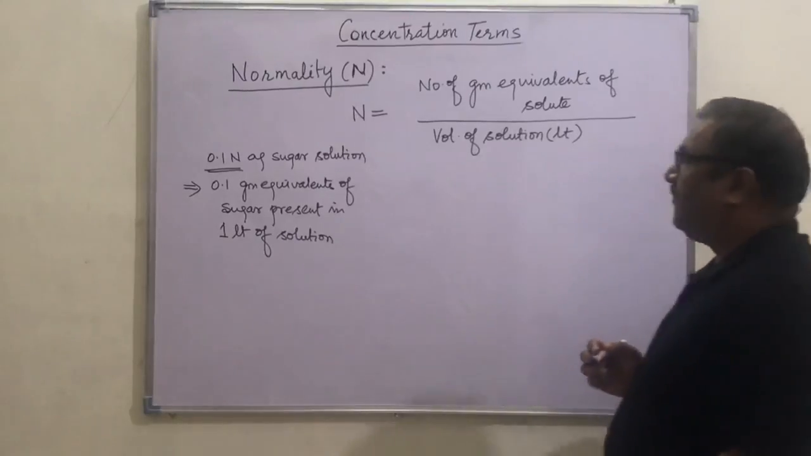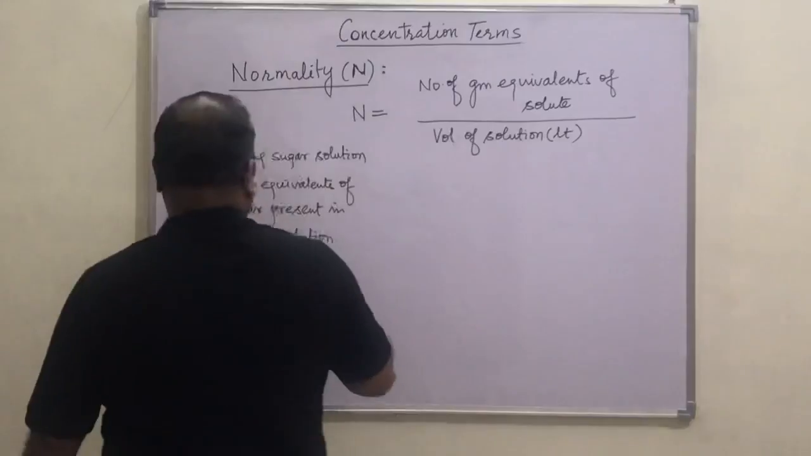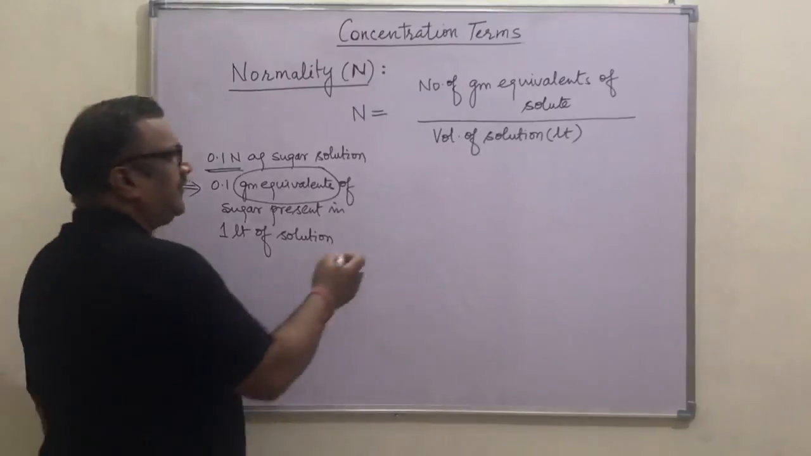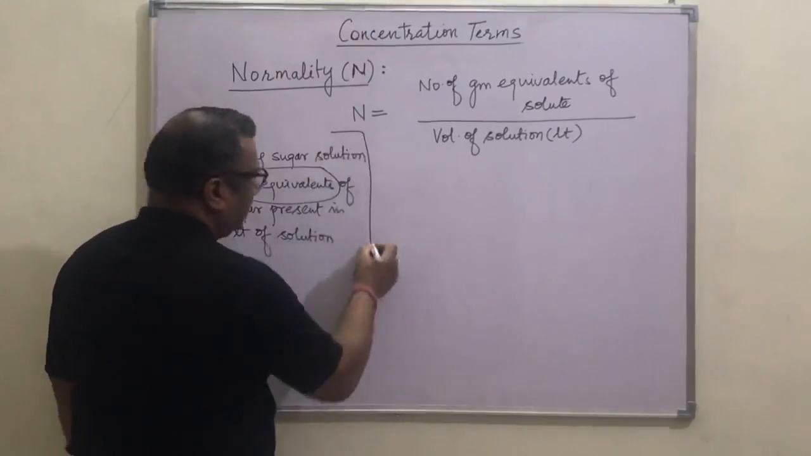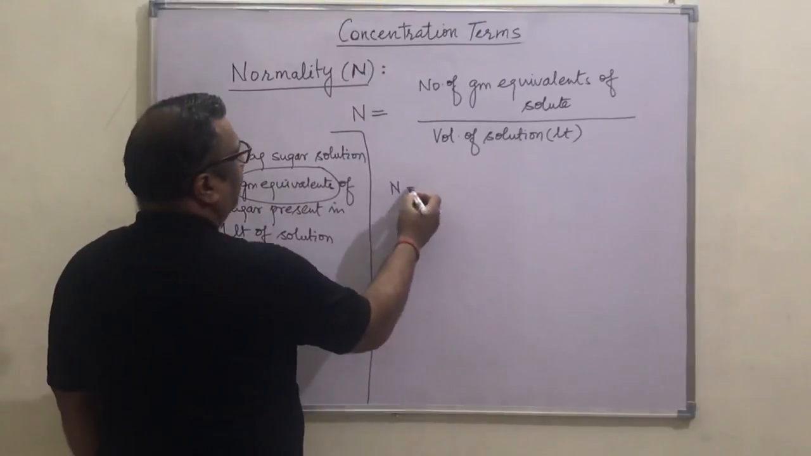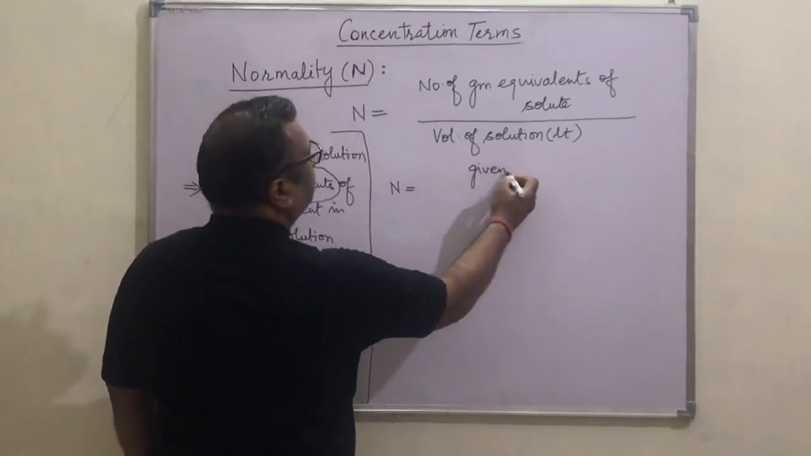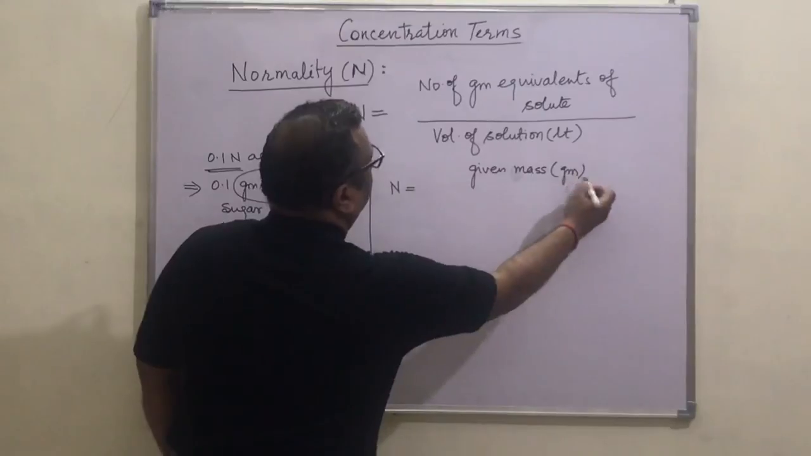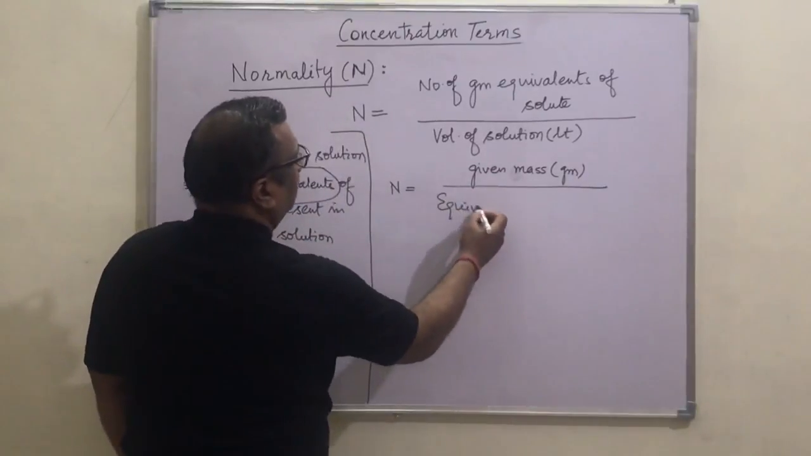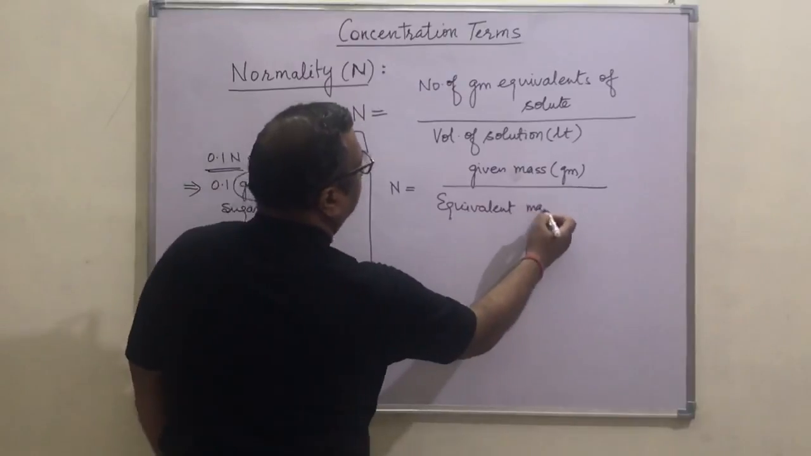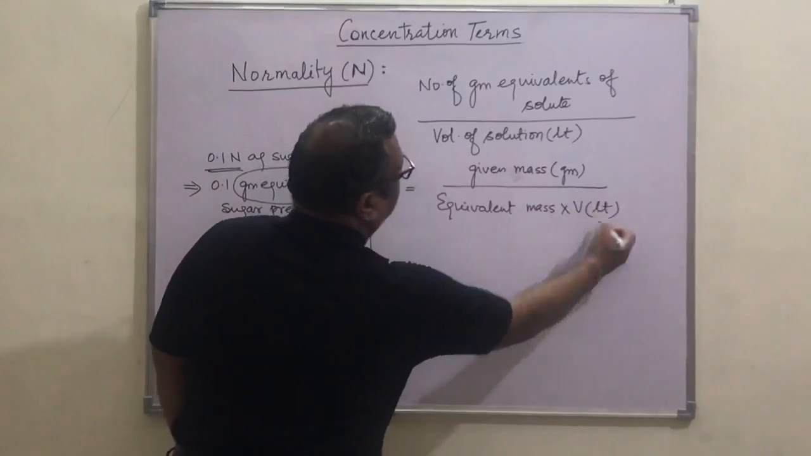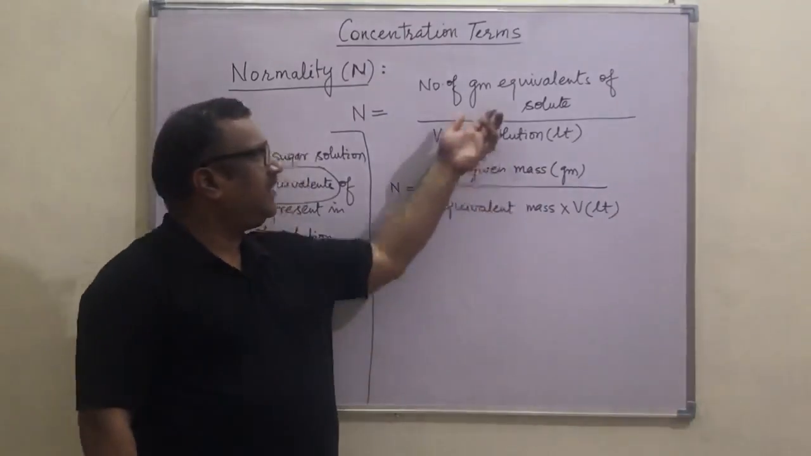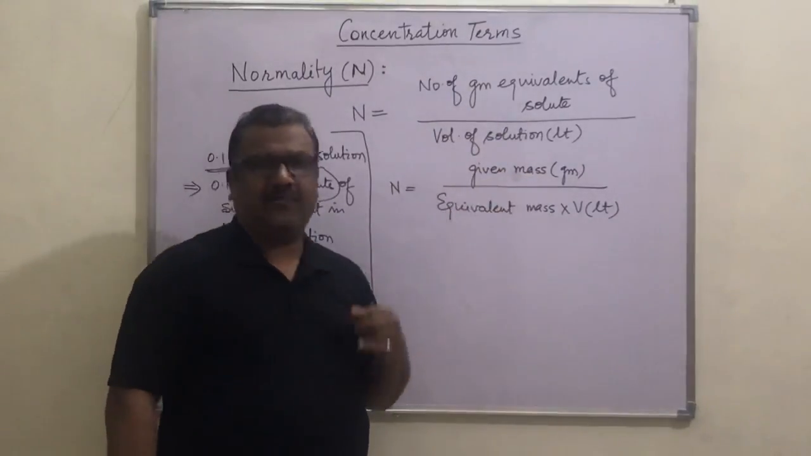Okay. Now we should discuss what gram equivalents are. It is a very important term for us. If we want to calculate the number of equivalents or gram equivalents, then it will be equal to given mass in grams divided by equivalent mass. Like moles are calculated as given mass upon molecular mass, here equivalents are calculated as given mass upon equivalent mass.